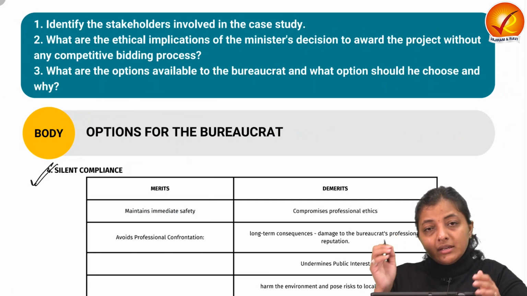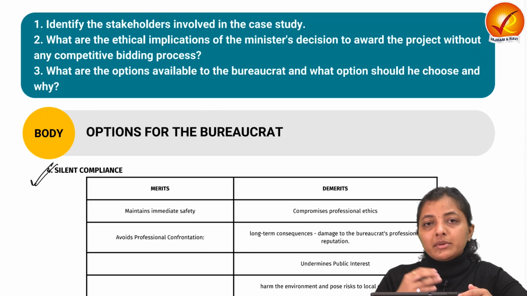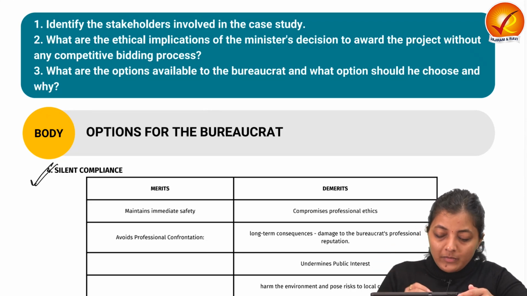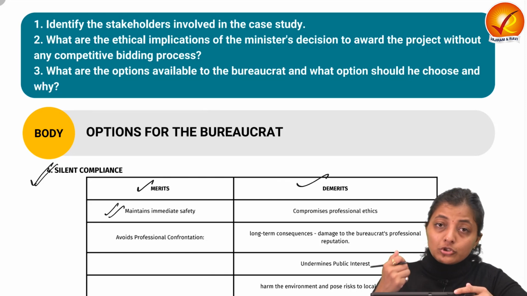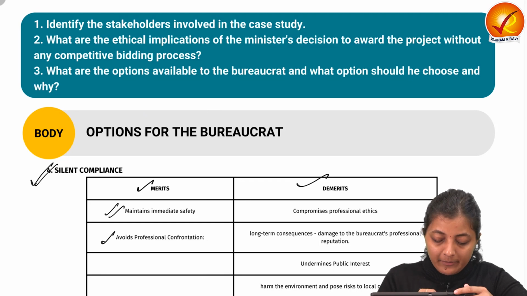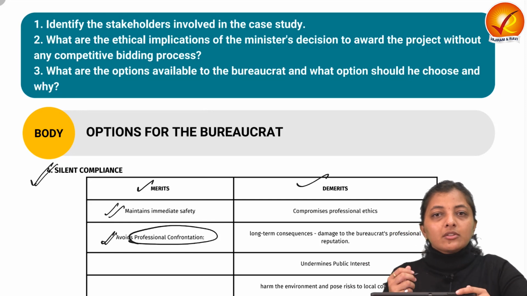Then finally, what can he do? He can stay silent and comply with whatever the minister and the contractor are saying. So what are the merits and demerits with that? He will maintain immediate safety, job security, family safety, and also personal safety, and avoids personal confrontation from the minister as well as the contractor.